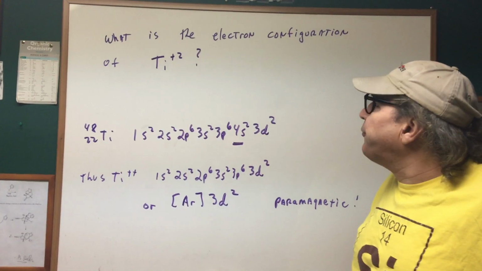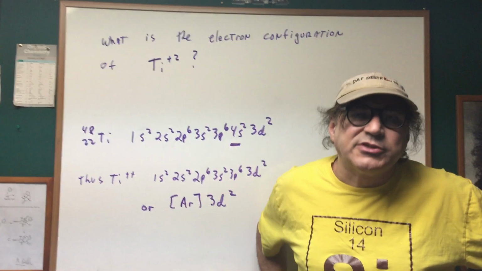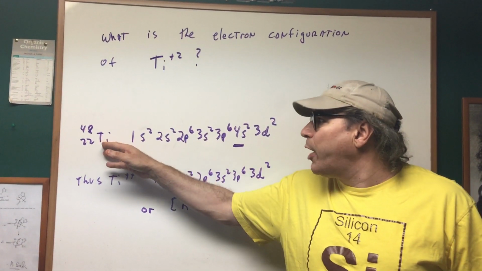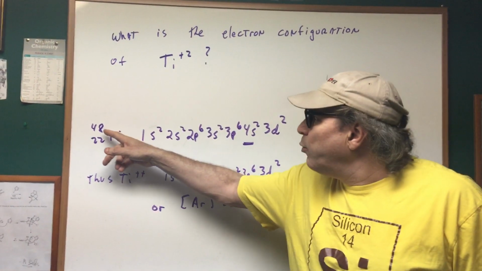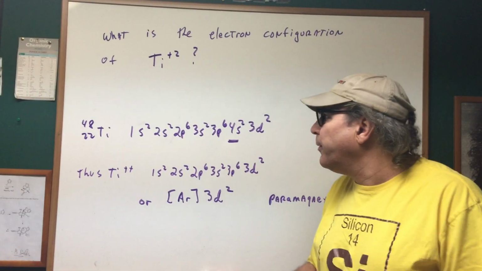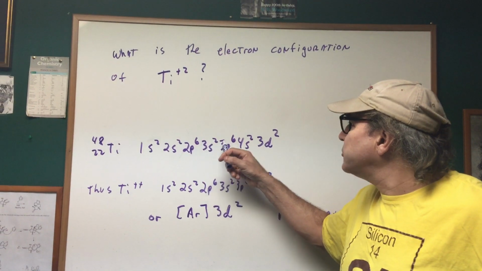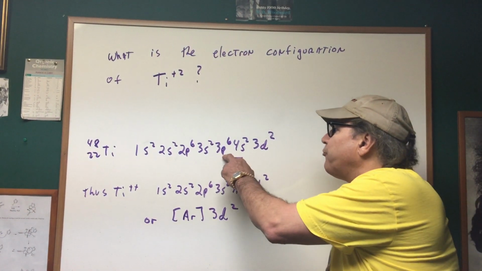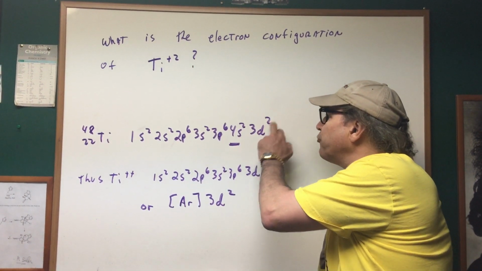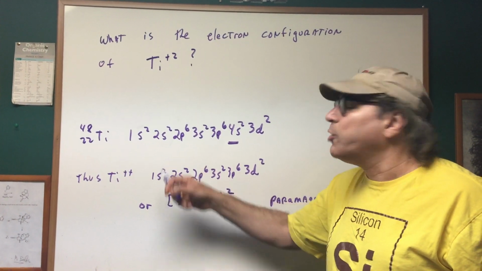What is the electron configuration of titanium 2+? First of all, be very careful of what I call the sucker question. Whenever they give you a transition metal ion, always draw the ground state first. So we're going to look up titanium on the periodic table, atomic number 22, and write the configuration. So it's 1s2, 2s2, 2p6, 3s2, 3p6. Now after the 3p, you just have to remember comes the 4s. So it's 4s2, 3d2.